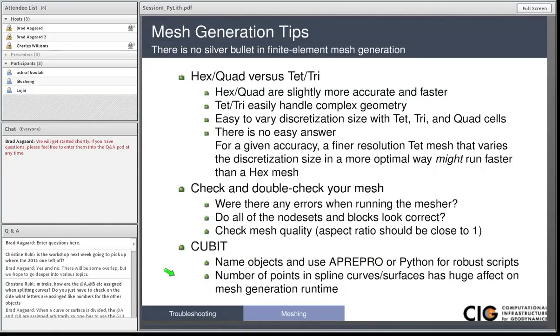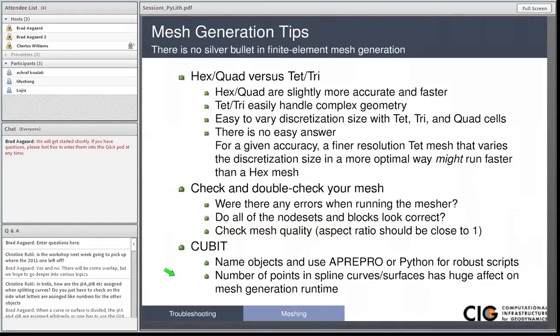Obviously, you want to check and double-check your mesh. When you're doing the mesh generation step, make sure you check to see if there are any errors. Look at your boundary conditions, such as your node sets and blocks, to make sure none are missing. Be sure to check your mesh quality. You want the aspect ratio to be as close as possible to 1.